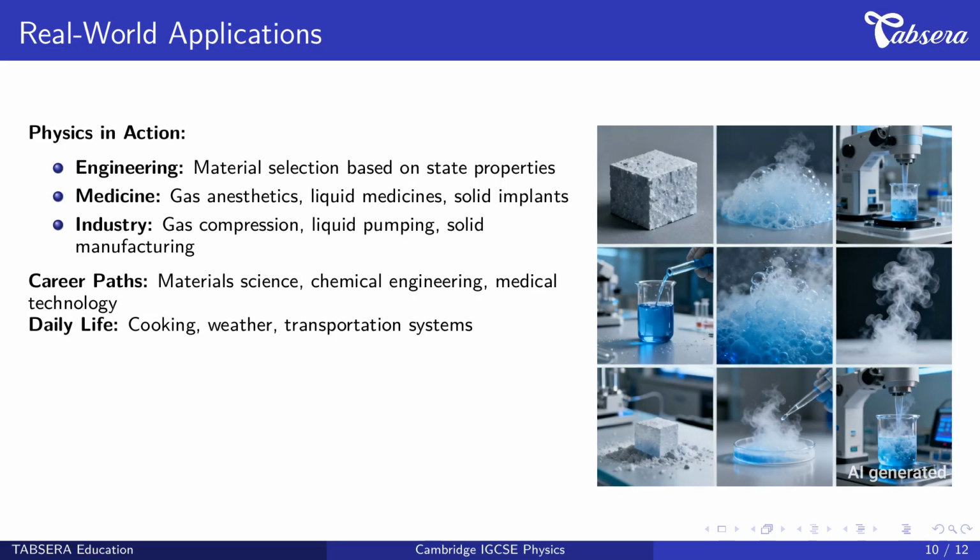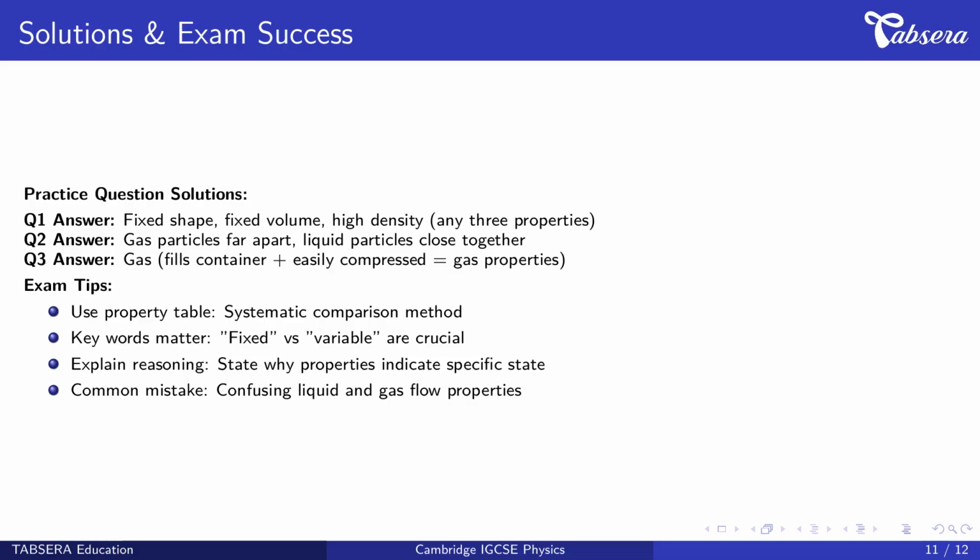In daily life, we see states everywhere. Cooking involves state changes, weather shows water in 3 states, and transportation systems use all 3 states. Let's review the solutions. For question 1, the answer includes any 3 solid properties: fixed shape, fixed volume, high density, cannot flow, or cannot compress.